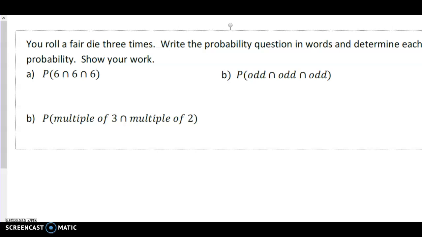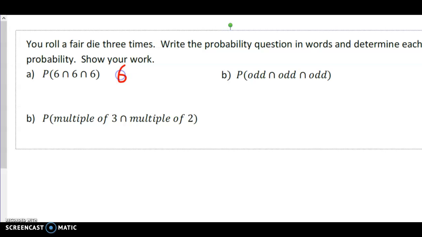Next one is the compound, where we roll a fair die 3 times. A die is basically 1 through 6. Write the probability question in words and determine the probability. Show your work. So the first one, P(6 union 6 union 6), means I want the probability that the outcome is 6 all 3 times.